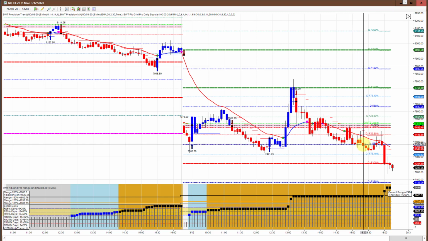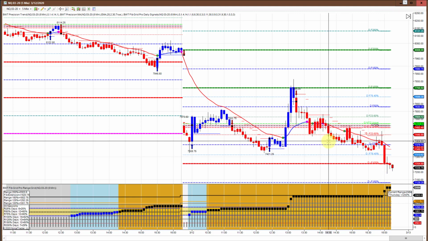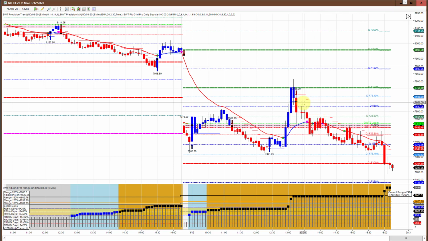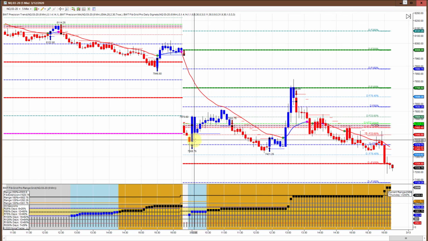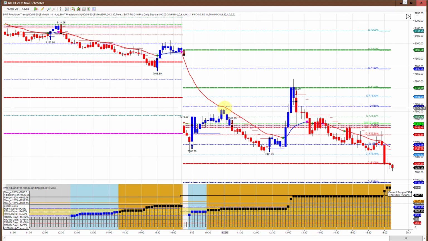towards the end of the day, it dallied around here for quite a while, and then finally breakaway and went to the 100. So the idea or notion of using the FibGrid as your zones, very valid concept. Same on the upside, almost to the 50% here, and it failed.